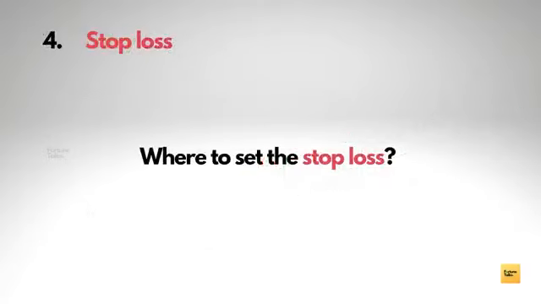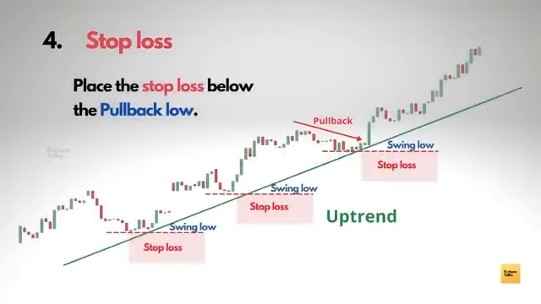Now, the fourth point is setting up your stop loss. Since you are trading pullbacks, the most important question is, where do we set our stop loss? Logically speaking, if you are trading pullbacks in an uptrending market, then your stop loss should be below the lows of the pullback.